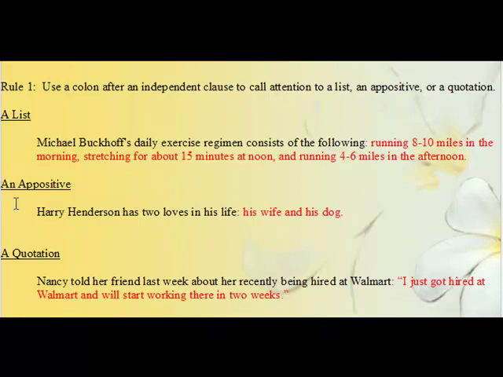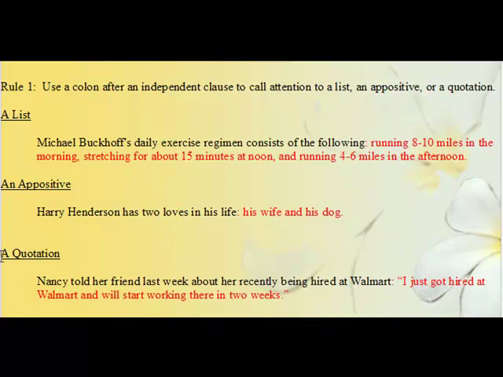And an appositive. Harry Henderson has two loves in his life: his wife and his dog. So the colon is used after life to call attention to the two appositives which come after it.